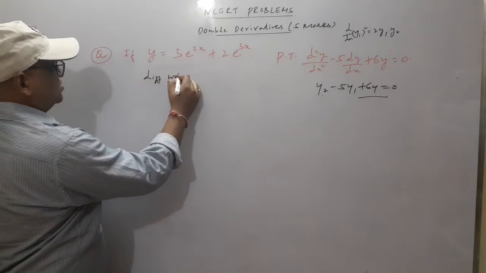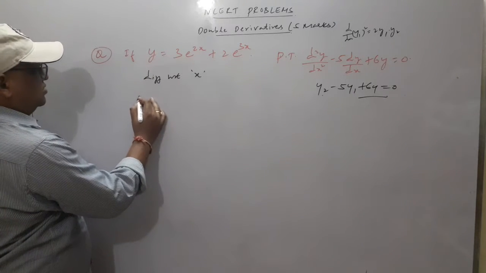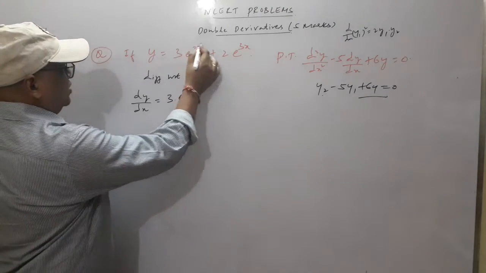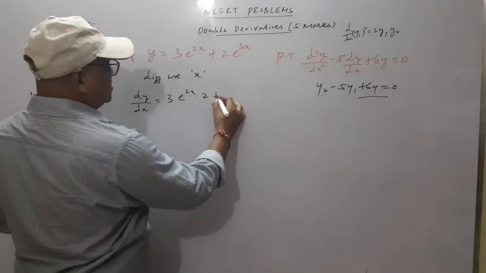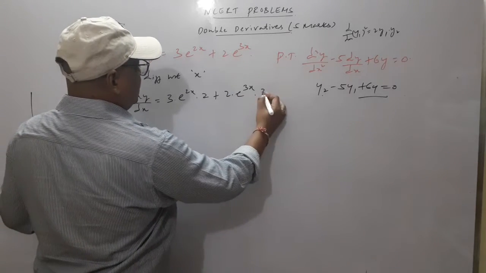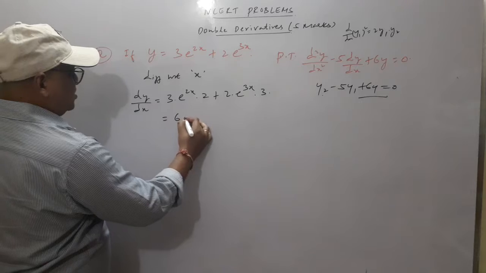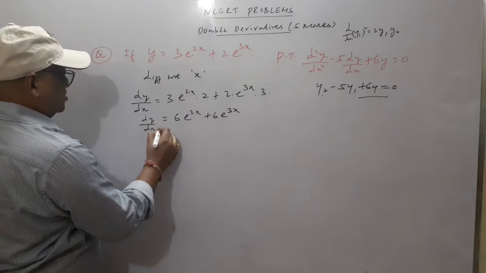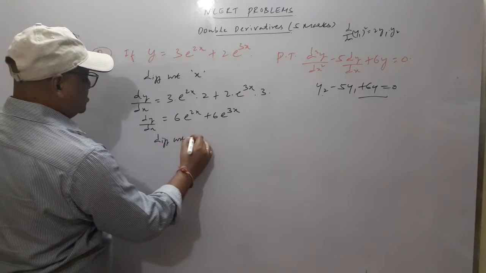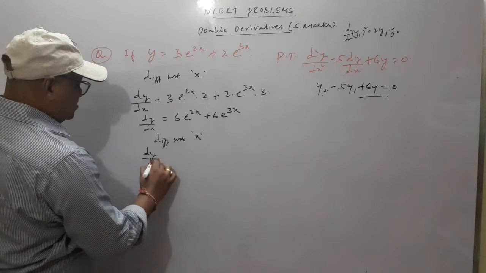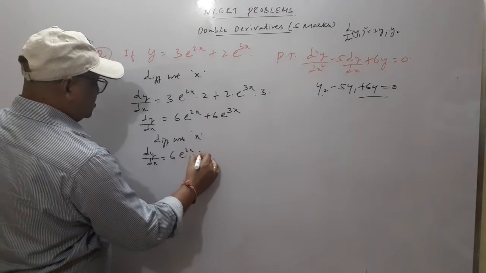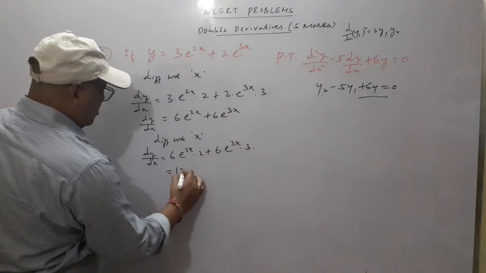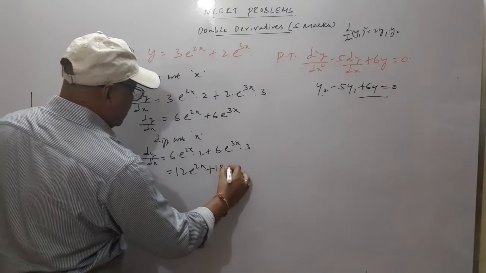Differentiating with respect to x, so I will get dy by dx is equal to 3 into e power 2x, differential of 2x is 2, plus 2 into e power 3x, differential of 3x is 3. So 6 e power 2x plus 6 e power 3x is your dy by dx. So again I am going to differentiate with respect to x. So d2y by dx square is equal to 6 into e power 2x into 2 plus 6 into e power 3x into 3. 12 e power 2x plus 18 e power 3x.